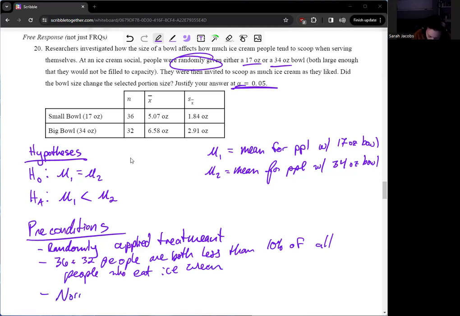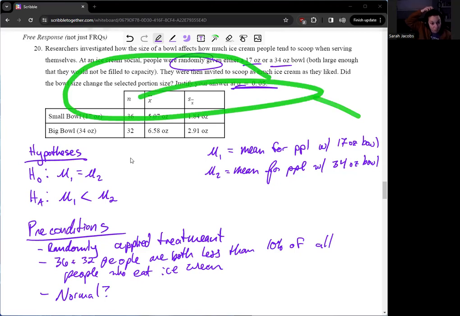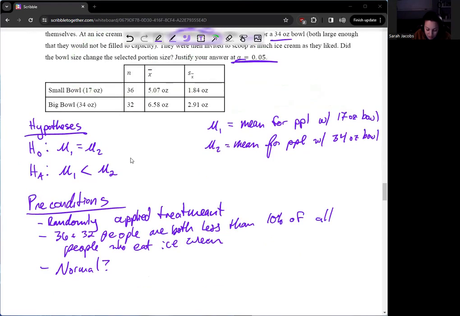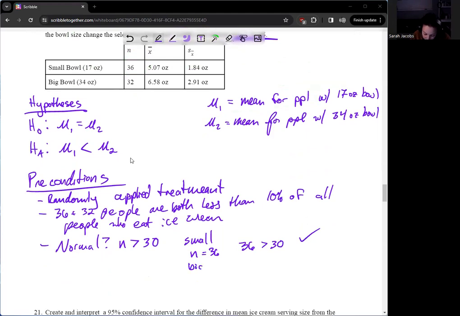And last, we're going to check for normal. So first, if the distribution of a population is normal, it's normal. It doesn't say anything about the population distribution, so can't go with that. Next, if the sample size is greater than 30 for both groups. So small bowl, n was equal to 36. 36 is greater than 30. So we are checked off for normal on our small bowl group. Then our large bowl, n was equal to 32. 32 is also greater than 30. Greater than or equal to 30. So we're checked off there as well.